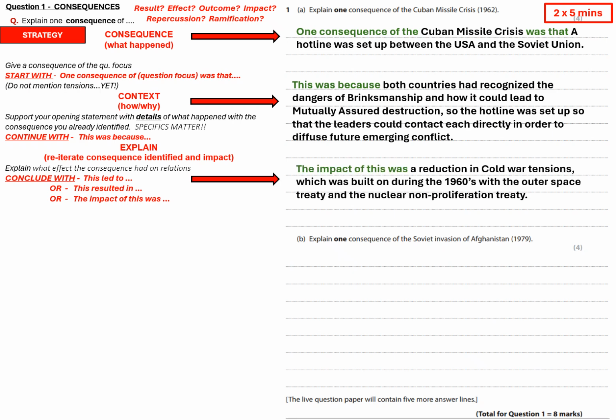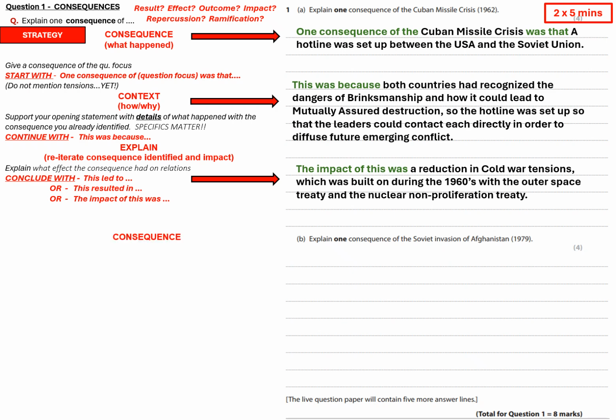So then I'm going to say the impact of this was a reduction in Cold War tensions, which was built on during the 1960s with the Outer Space Treaty and the Nuclear Non-Proliferation Treaty. So I'm just going to say, as a result of this consequence, as a result of the Cuban Missile Crisis, relations actually got better because they recognised the dangers of brinksmanship, and now we have a cooperative atmosphere. And you want to sum it up there. So one consequence of it was, explain that consequence, and then talk about its impact on the relations between the two countries. So let's have a look at it again with a different question.